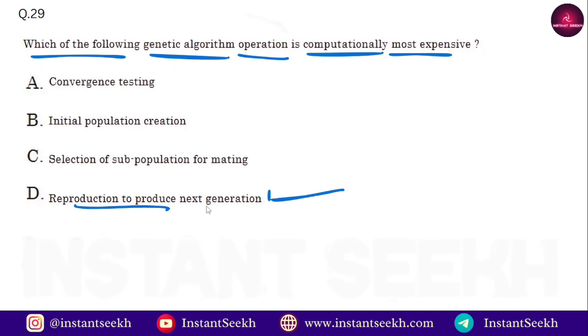Reproduction to produce next generation is a process in genetic algorithm where new offspring are generated through crossover and mutation operations. This step is computationally intensive because it involves multiple operations such as selecting parent individuals, performing crossovers to generate new offspring, and applying mutation operations to introduce variability. So option D, reproduction to produce next generation, is the computationally most expensive genetic algorithm operation. Option D is your right answer. Let's move on to the next.